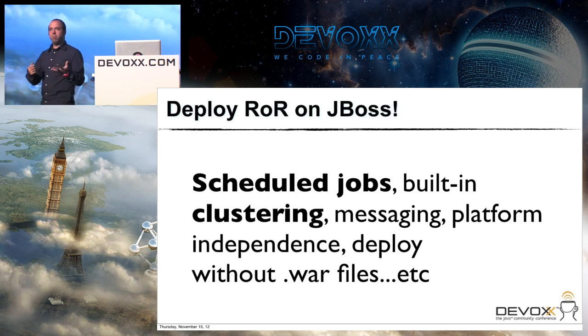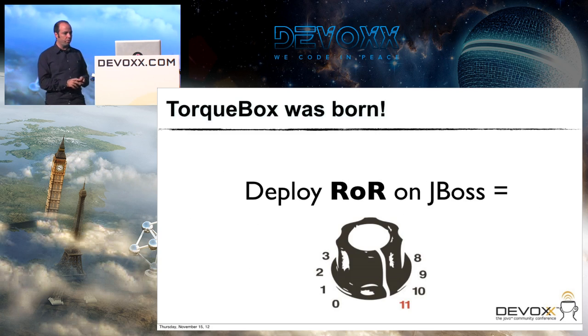On top of that, he was able to make some cool things for Ruby on Rails users. He was able to deploy them natively without the need to create any wars or anything for the app server. And it didn't need any caching server anymore. If he needed to do any caching, he could use the caching service within JBoss application server. So out of this experimentation, that's where TorqueBox was born, which basically was the result of trying to deploy Ruby on Rails on top of AS.